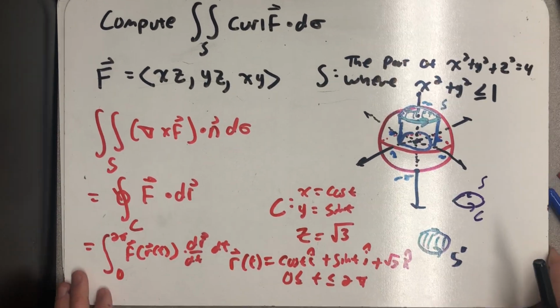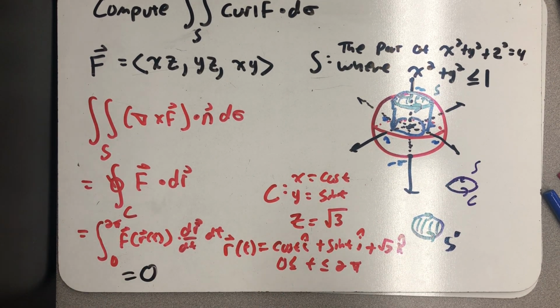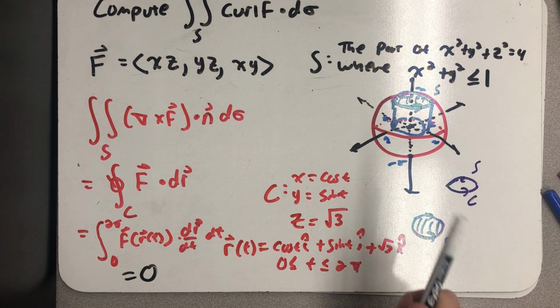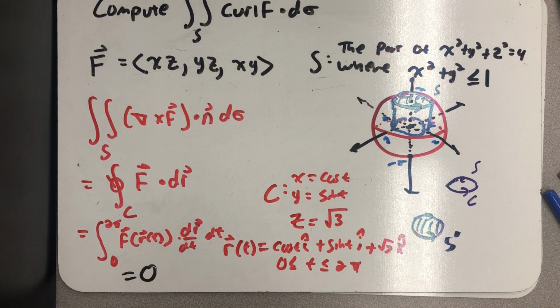So what we were originally asked to calculate here is just 0, which is the circulation of this vector field around the path C, and it's also the flux of the curl of F.